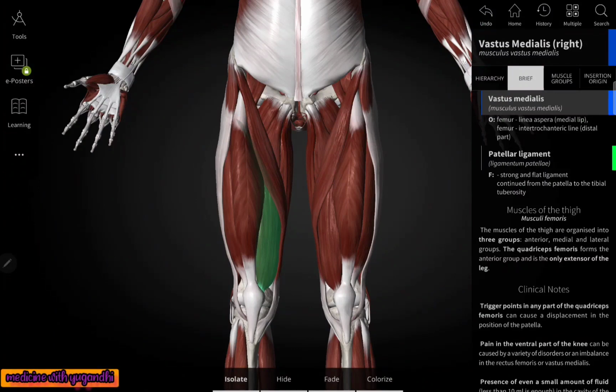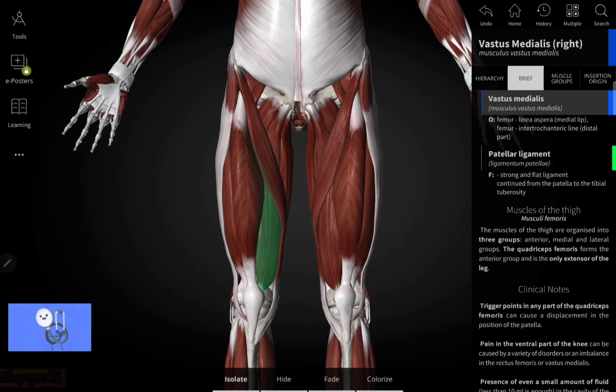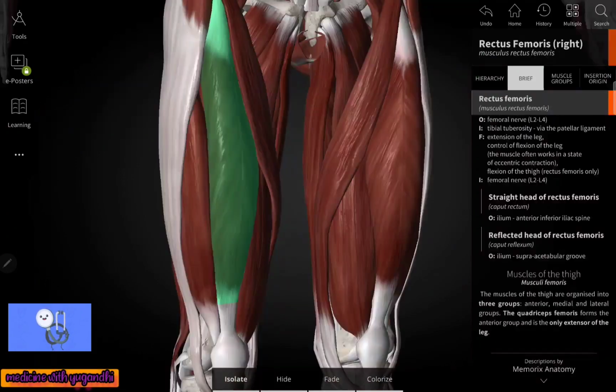In this video we are going to see about the muscles of the anterior compartment of the thigh, particularly the three vasti and also the articularis genu. If you want to know about the sartorius and the rectus femoris muscle, please do check the description box. The link is given in the description box.